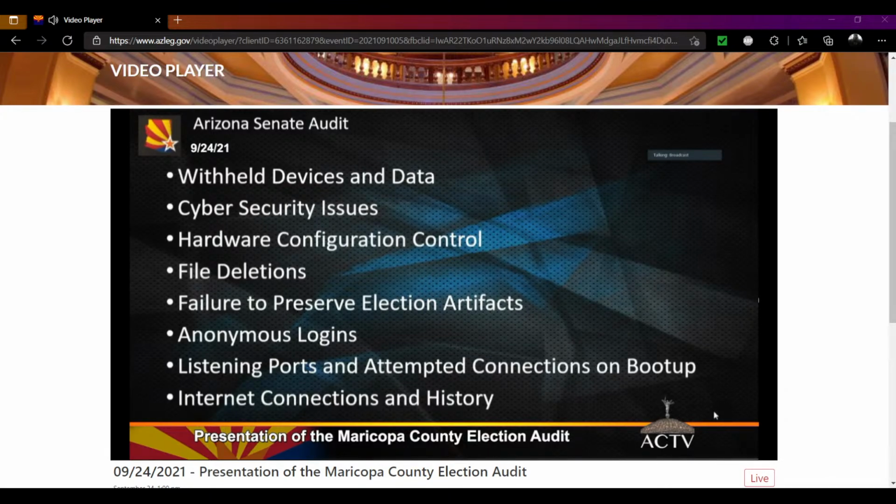File deletions, the failure on the part of the county to preserve election artifacts, anonymous logins, and I might add atypical anonymous logins that are present on the systems, the listening ports and attempted connections on boot up, and internet connections and internet history that was found on these devices as part of the course. Next slide, please.